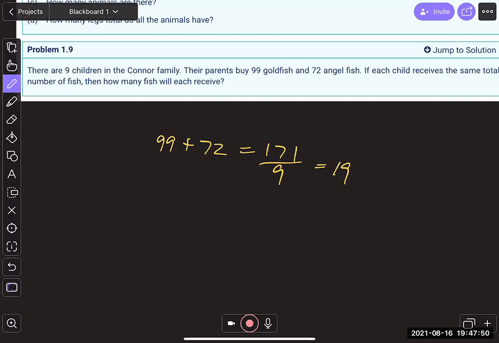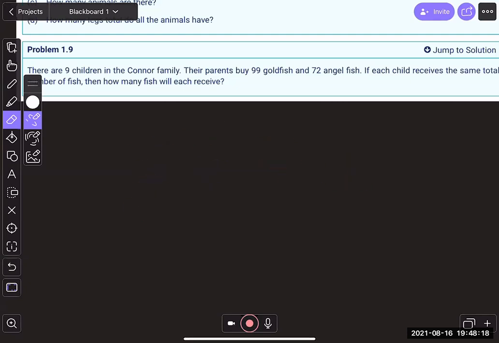Okay, Yang Xiaowen. You could have done 99 divided by 9 plus 72 divided by 9. And I would have got 11 plus 8, and that's 19. Right. So here, if we do things this way, we end up working with smaller numbers. And as always, smaller numbers are much nicer to work with, right? So this way, we do end up getting that same answer, that same 19.